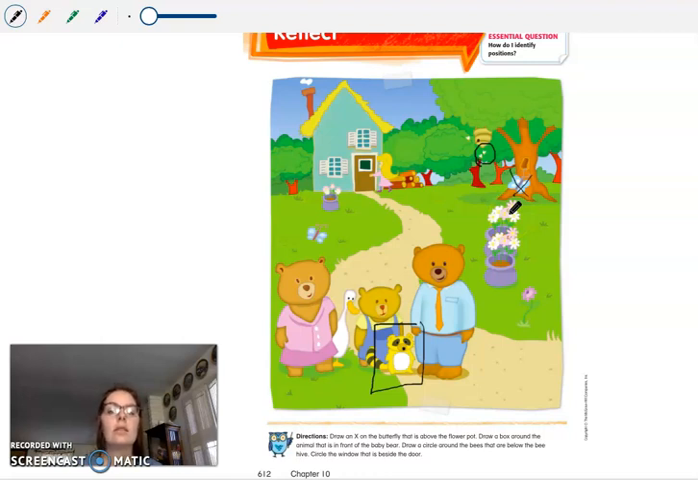Okay. So far we have an X on the butterfly, a box around the raccoon, a circle around the bees, and now we're going to circle the window that is beside the door. So here's the door, here's the window. We're going to circle the window. Okay? It is beside or next to the door. Good job.